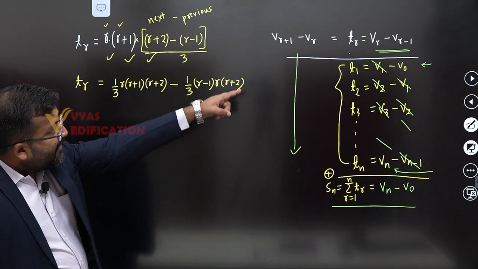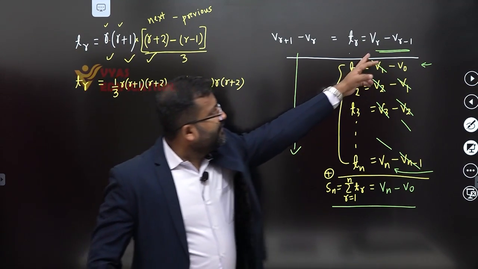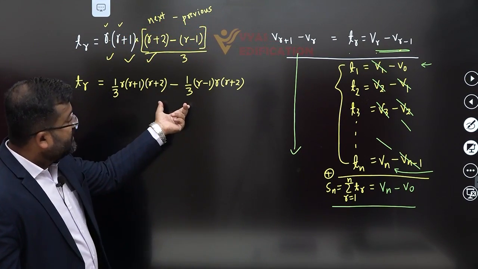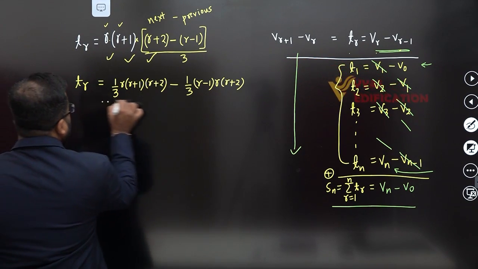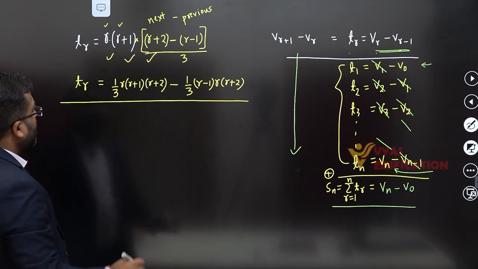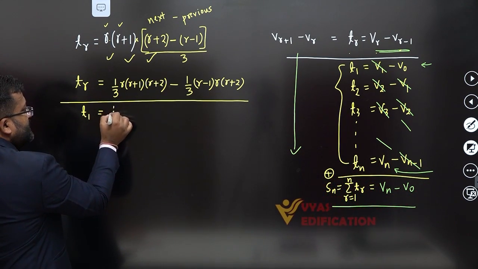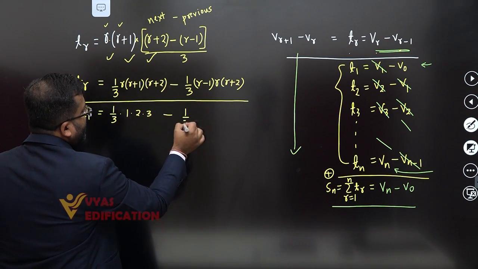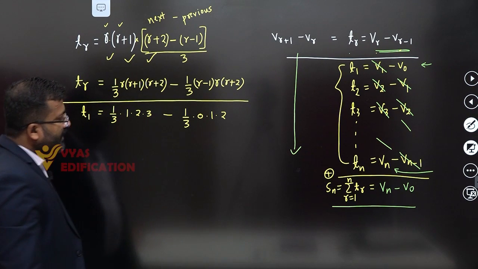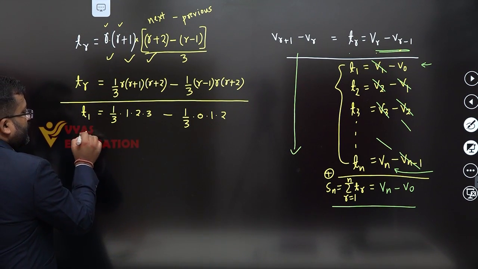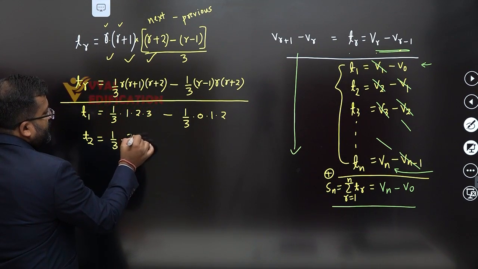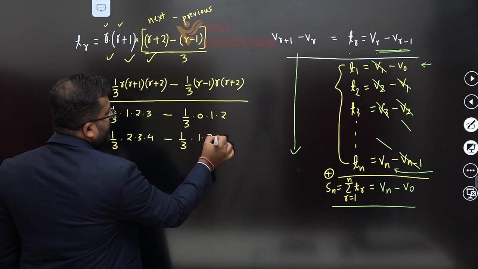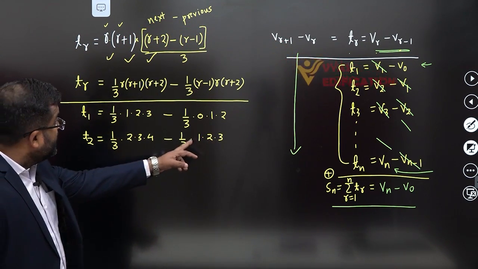So have we written this TR as the difference of two terms, VR and VR minus 1? Can you see that? Yes. This is what you've done, and now finding the sum will not be difficult at all. How will we find the sum? T1 is simple. This is 1 by 3 times 1 into 2 into 3, minus 1 by 3 times 0 into 1 into 2. That is T1. What is T2? 1 by 3 times 2, 3, 4, minus 1 by 3 times 1, 2, 3.